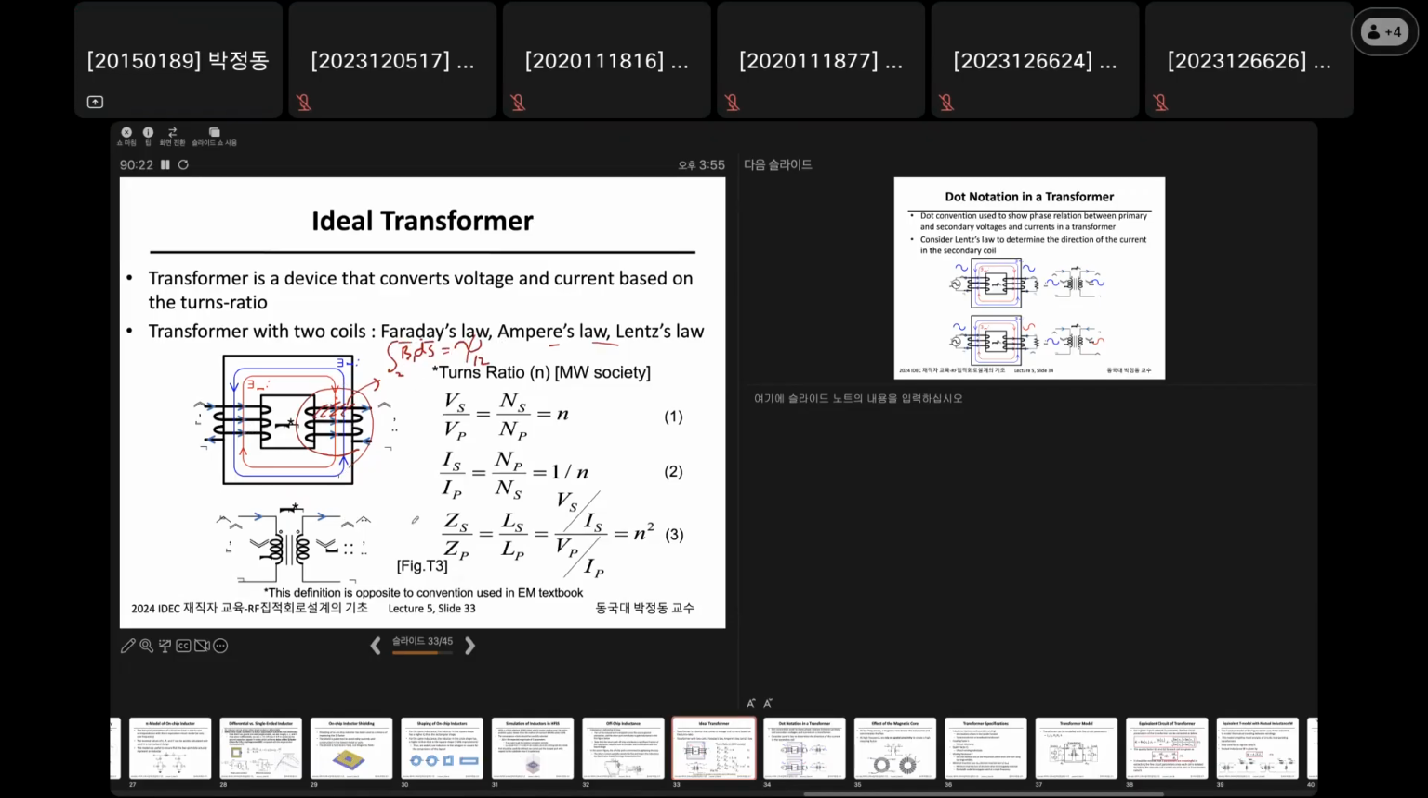So anyway, the turns ratio is here defined as second divided by first, okay? So this is typically used in the microwave society, 1 to n, okay? 1 to n.